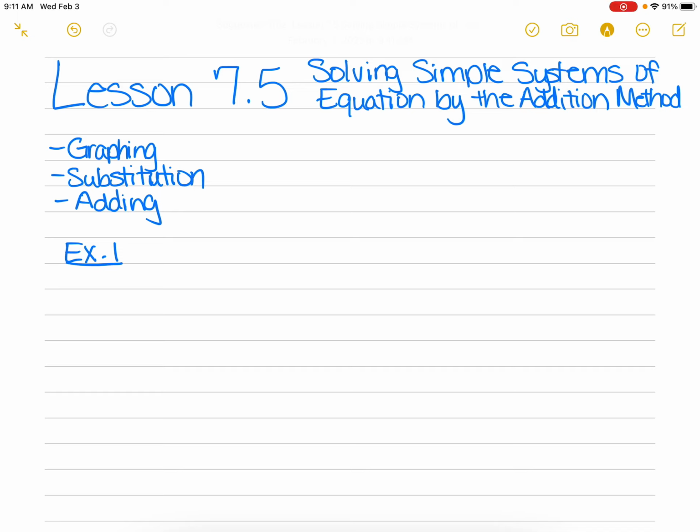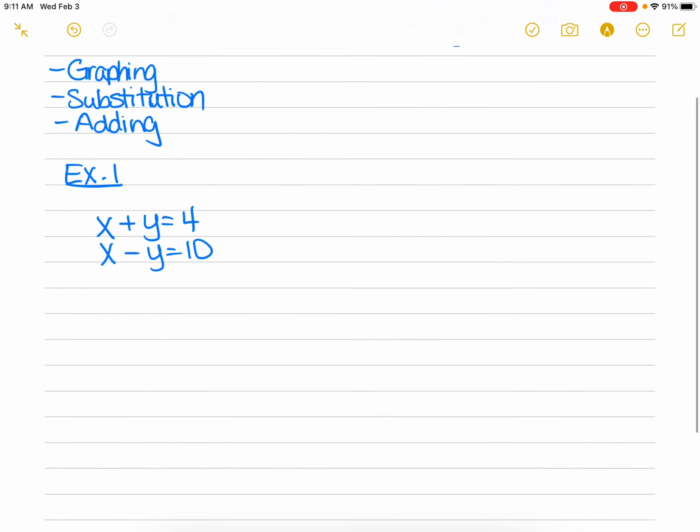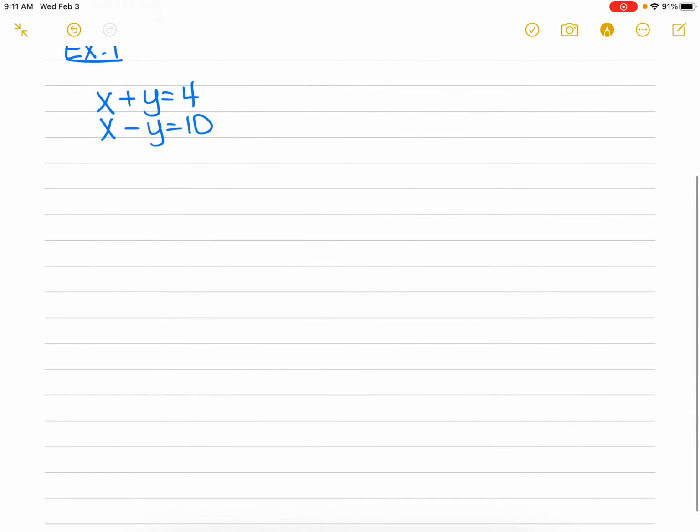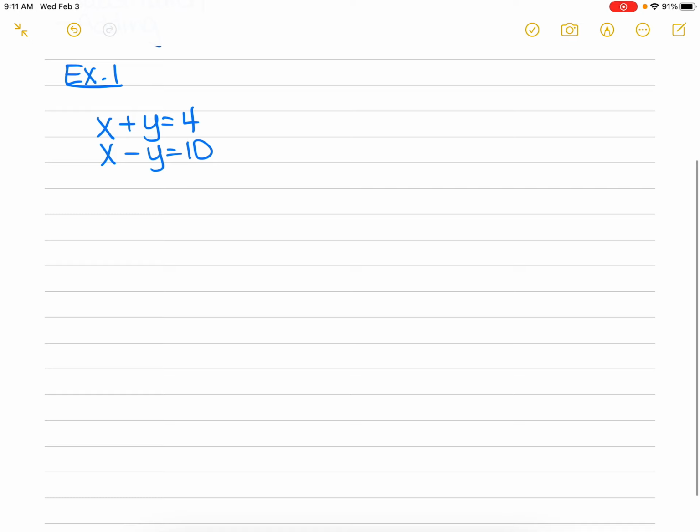So example 1, we have x plus y equals 4 and x minus y equals 10. What we're going to do is exactly what this says, and we're going to add. We're going to take all of the problem and add straight down. So x plus x is 2x, y plus y is 0, right? y minus y is 0, and then 4 plus 10 is 14.